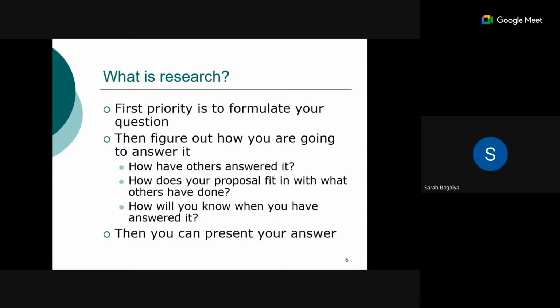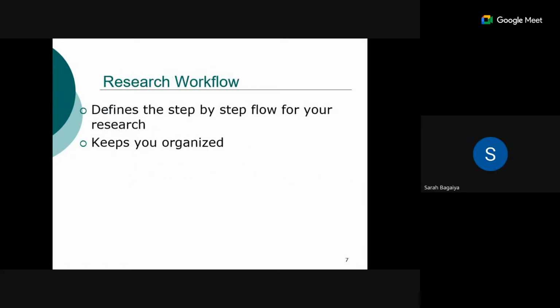It is very, very important to plan properly before you begin your research, because research can be very broad and it's easy to go out of line. But when you plan properly, you stick within the scope of your research, then you can present your answer. Research workflow defines the step-by-step flow for your research, and it keeps you organized. Like I mentioned in the previous slide, it is very easy to go out of scope when conducting research if you don't plan appropriately and you're not very organized. So it's important to follow the research workflow so that you would be very organized and you can go step by step and you don't go out of scope.